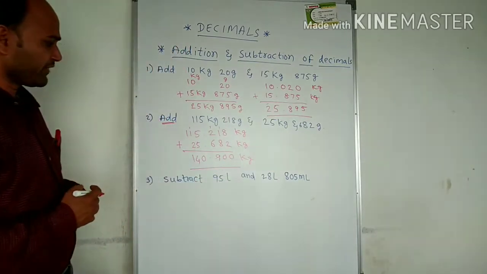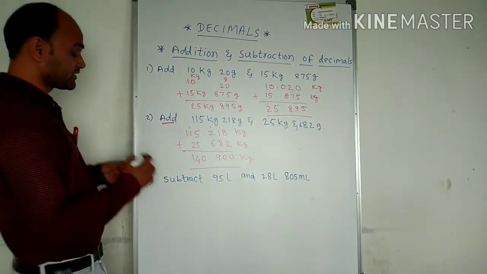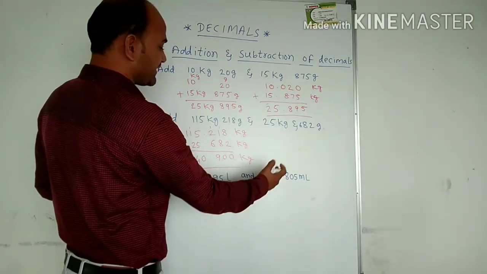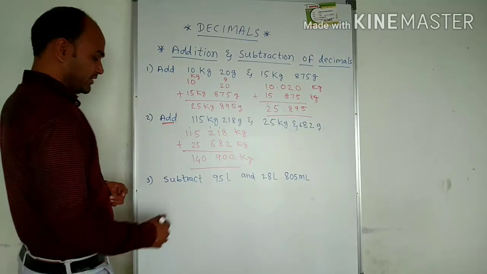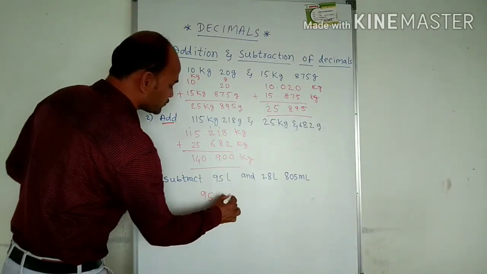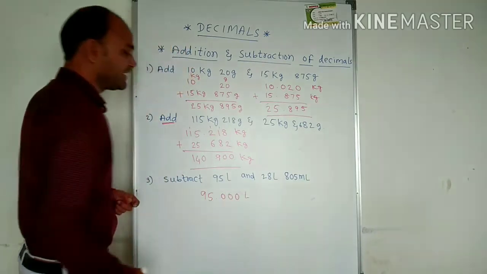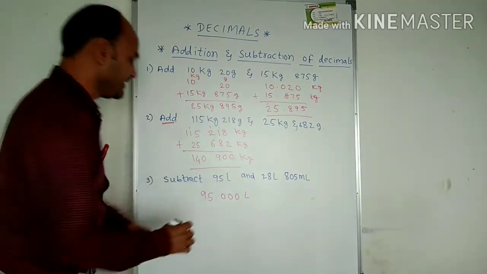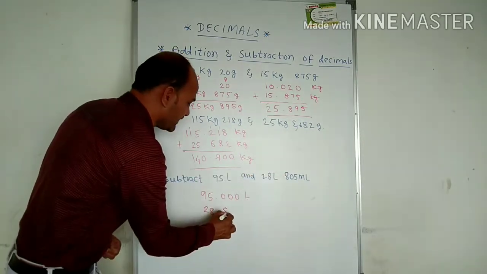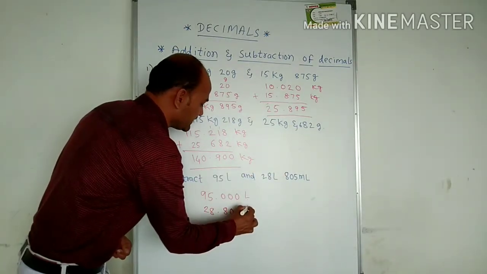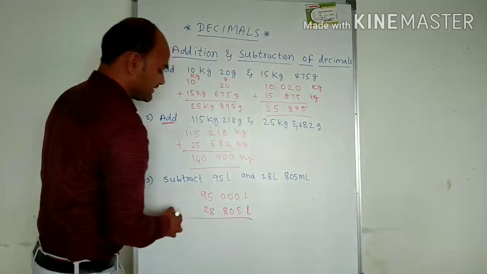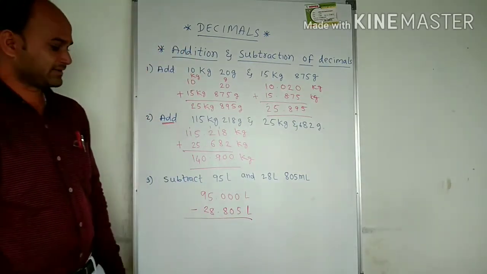In the same way we can do the next question. Subtract 28 liter 805 milliliter from 95 liter. So 95 liter we can write as 95.000 liter. And the next one, 28 liter and 805 milliliter, we can write as 28.805. Then we can subtract.